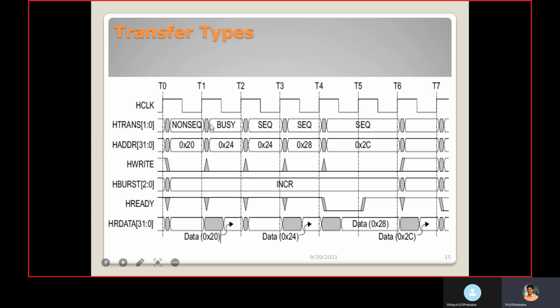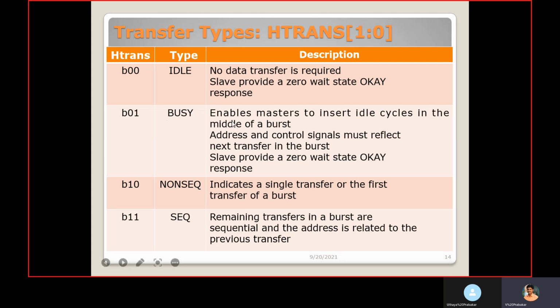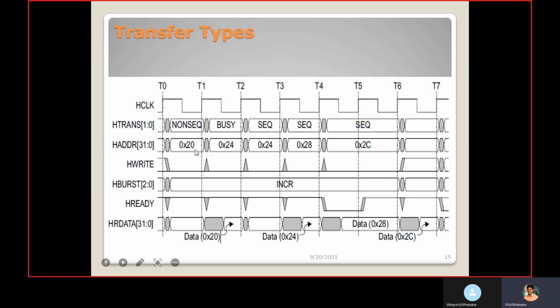Then, if I introduce a busy transfer type in the middle, the address and control signal must be reflected in the next transfer in the burst. Here it will use a busy. So the address, whatever we are using here, 24, and the control signal, here I am going to perform write, HBURST, everything will remain the same in the next cycle. So it is a continuation, right?